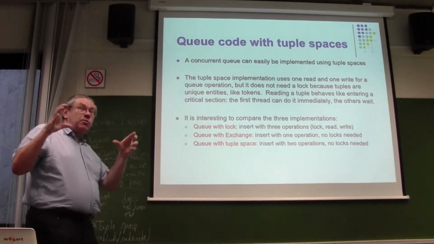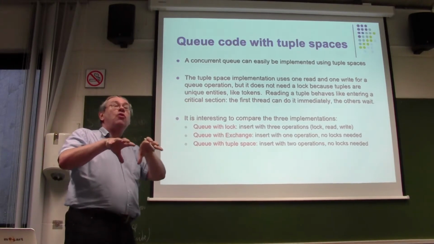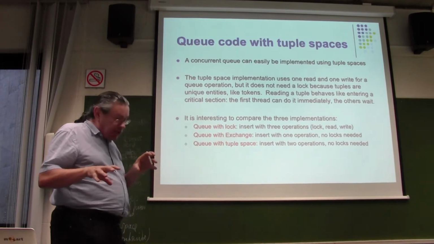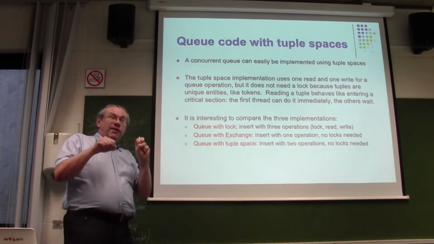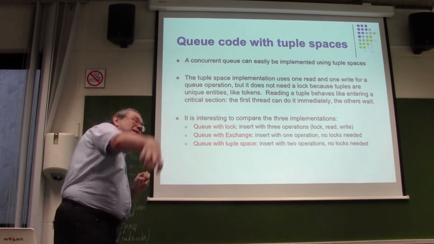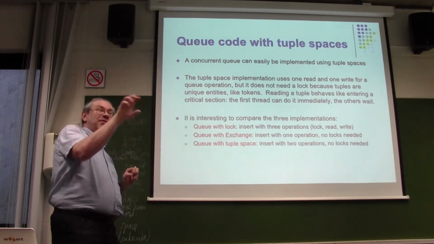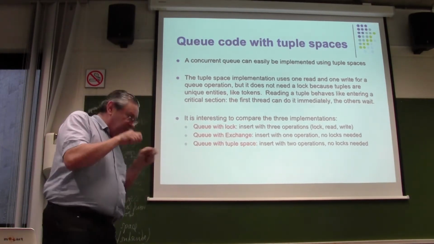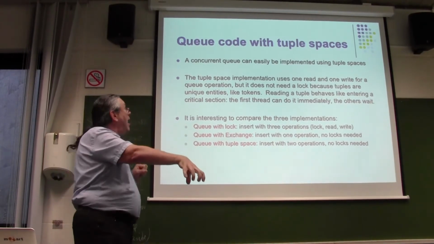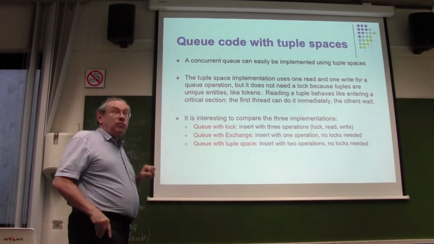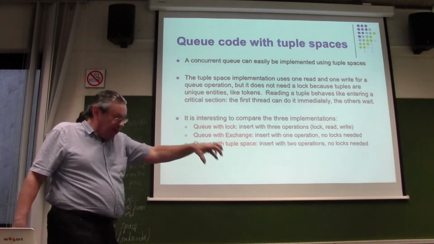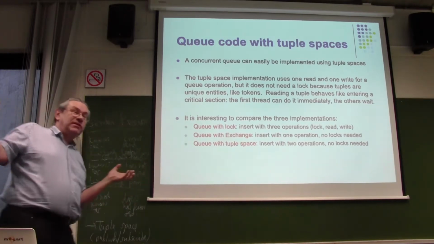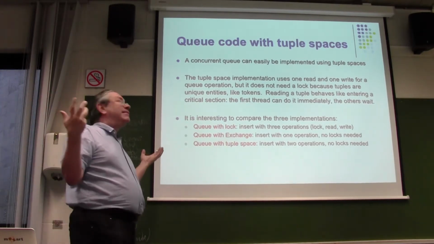So the way you implement a queue with a tuple space is the queue is actually stored inside. The data structure is stored inside the tuple space. And when you want to do an insert, you remove it, you do a computation, and you put the new state back in the tuple space. You read and you write. So you have to do one read, you remove it, you do the insert, and then you put it back in the tuple space. But you don't need a lock for that, because when you read it, you actually remove the tuple. So if someone else tries to do a delete, they will just wait.